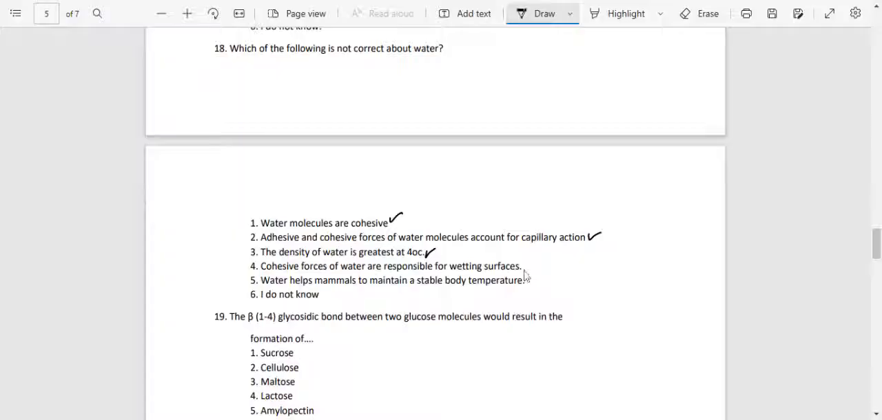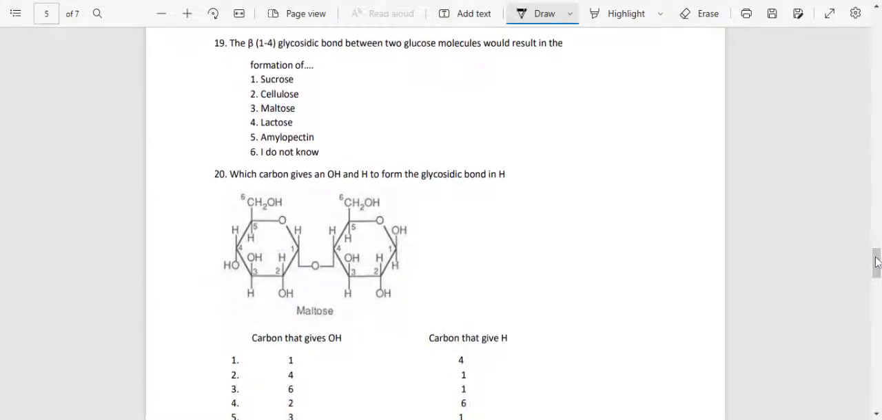Cohesive forces are responsible for wetting surfaces. This is not true. Cohesion has to do with one water molecule attracting the other water molecule. So the reason surfaces get wet, or our clothes get wet when we spill water on them, is because of adhesion. Water is attracted to other surfaces. Water helps mammals to maintain a stable body temperature. This is also true. So the one which is not correct is option 4.